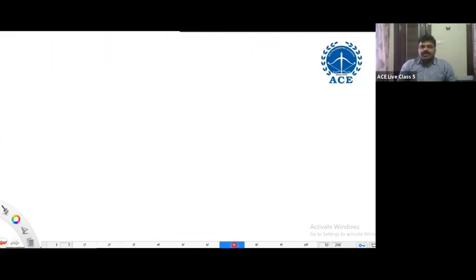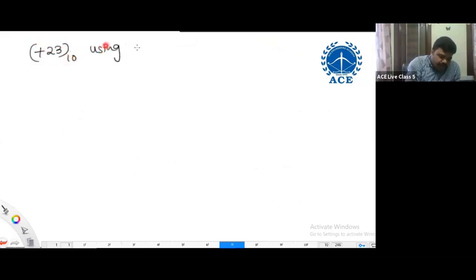Right. Now, find signed magnitude, 1's complement and 2's complement representations of plus 23 decimal using 8 bits.